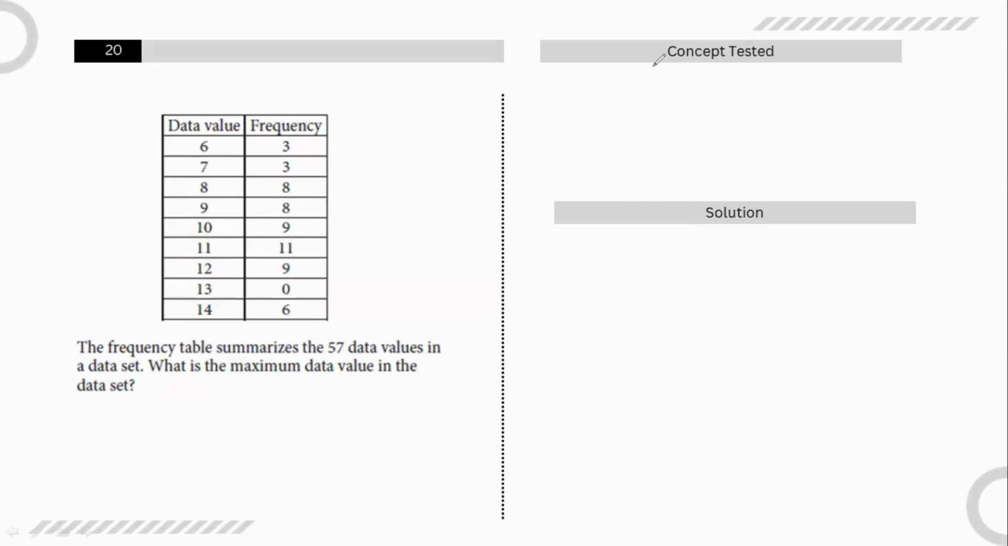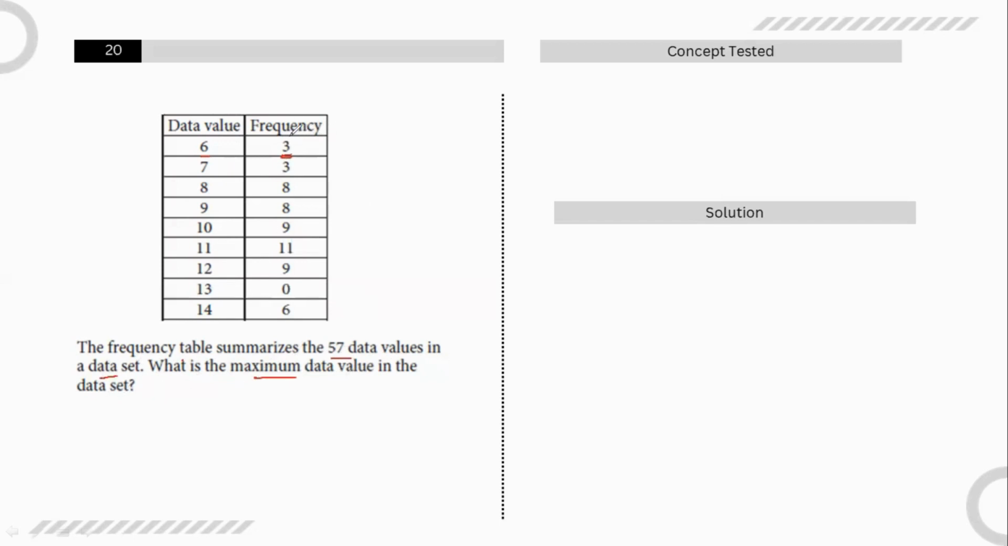Okay, now starting with the question. The table is given and the data values are given to us, right? With respect to data values, the frequencies are given. So at data value 6, the frequency is 3. The frequency table summarizes 57 data values in the data set. What is the maximum data value in the data set?